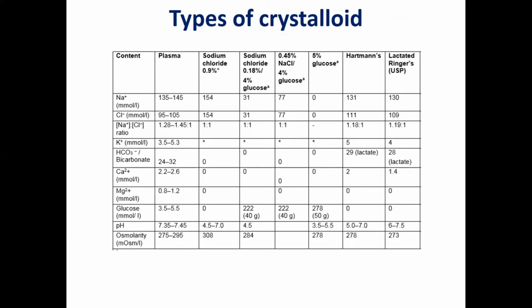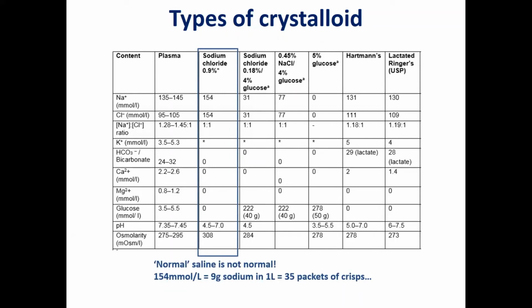So this is a table that's lifted out of the NICE guidelines, and it shows you what the composition of the different types of crystalloid are. Now, the one I want to just focus on for a minute is normal saline here, sodium chloride, and we've got plasma normal values here. Now, we call it normal saline, but actually that's a real misnomer because it's not normal. Let's just look at a few of the values. Sodium, 154. That makes it much higher than normal plasma. Chloride, same, much higher than normal plasma. There's no potassium, there's no bicarbonate, there's no magnesium, there's no glucose. And look at the pH, it's acidic compared to normal blood.